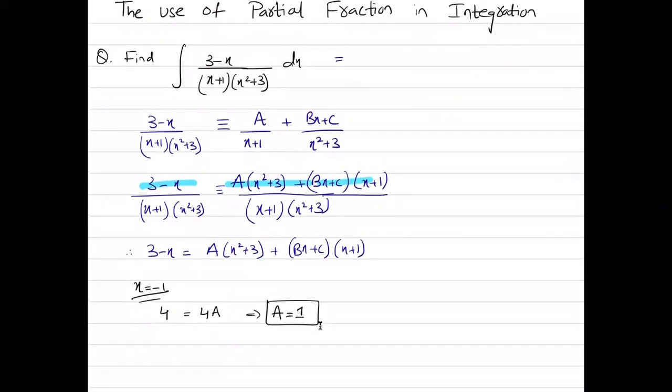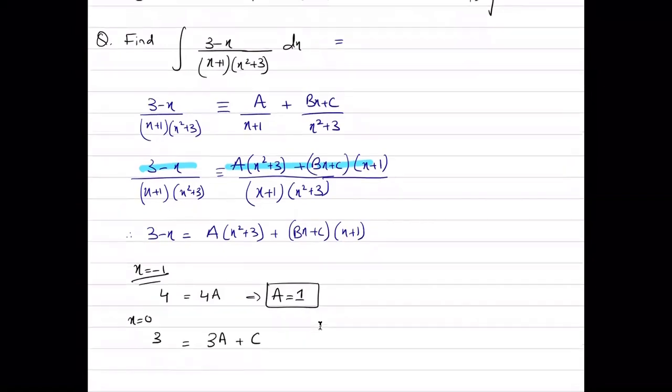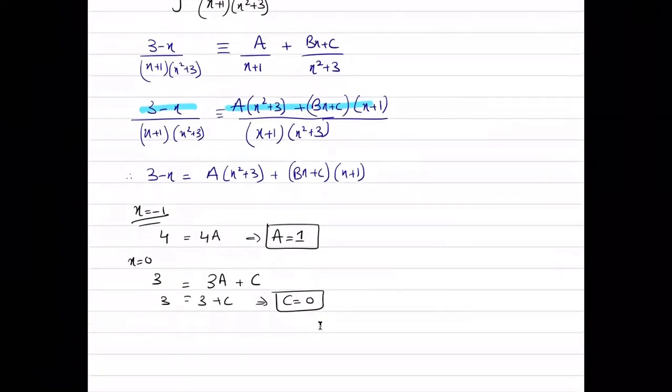Now you can take x as 0 as well. If you take x as 0, what do we get? If I plug in 0, the B term is going to be eliminated. If I plug in 0 over here, this is going to be just 1, C times 1, C. So I'm going to get 3A plus C equals 3. And I know the value of A, that is 1. So C comes out to be 0. That was at x equals 0.